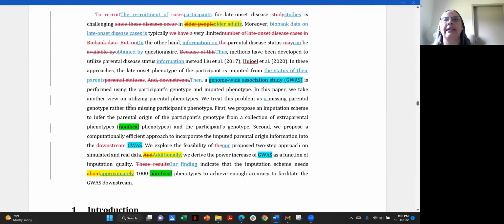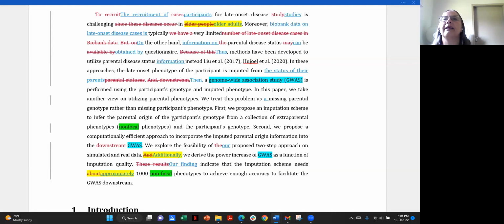Then here in the green, you can see an example of using a dash and not using a dash. So in the abstract, they've done non-focal here as one word and here as two words. So if I knew that they were writing in US English, I would change all instances with the dash to no dash. If I wasn't too sure, I would say, please be consistent throughout the manuscript and use either one word or with a dash.